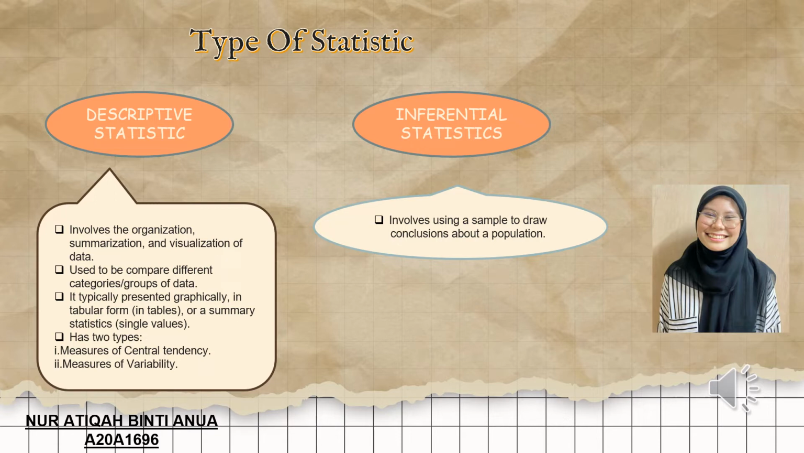It has two types. First is measure of central tendency. Number two is measure of variability. Inferential statistics involves using a sample to draw conclusions about a population. Our assignment indicates we use descriptive statistics for our data.